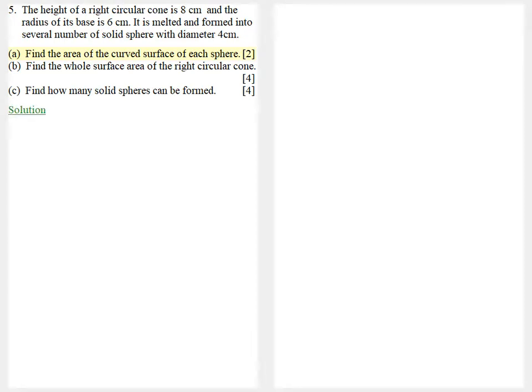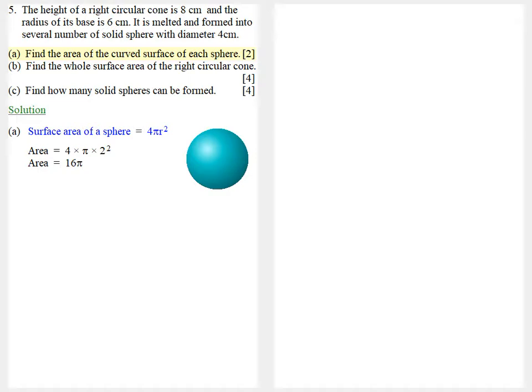Now to do this, we use the formula: the surface area of a sphere equals 4 pi r squared. In this case, the radius is 2 because the diameter is 4. So the area is 4 times pi times 2 squared, which is 16 pi. And if we take pi as 3.14, we get 16 times 3.14, so the area is 50.24 centimeters squared.